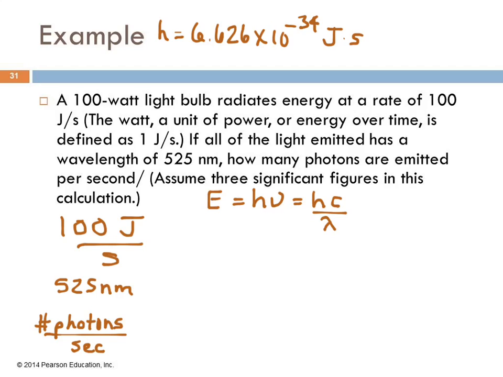So the energy of one photon is going to be Planck's constant, 6.626 times 10 to the minus 34 joule seconds. I don't have enough space. So the energy is going to be 6.626 times 10 to the minus 34 joule seconds, times the speed of light, 3.00 times 10 to the 8th meters per second.